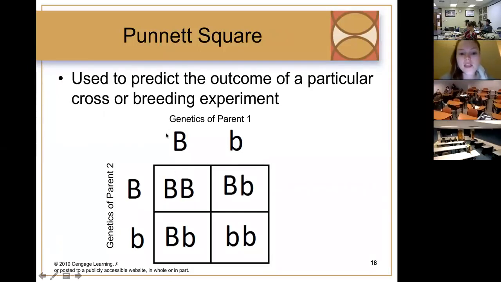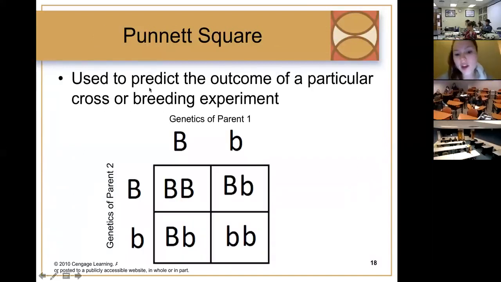So this capital letter and lowercase letter are different. So would this parent be homozygous or heterozygous? Heterozygous, right, exactly, because they're different. So this parent would also be heterozygous. So this would be a heterozygous times a heterozygous combination, like we talked about on this slide.